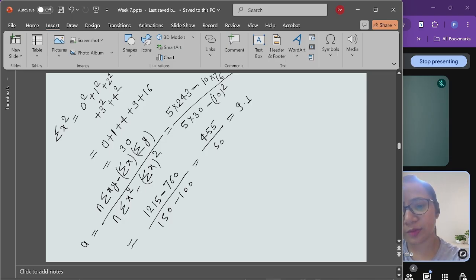Okay. Similarly, we have to also calculate the intercept, that is summation of y minus a summation of x divided by n.